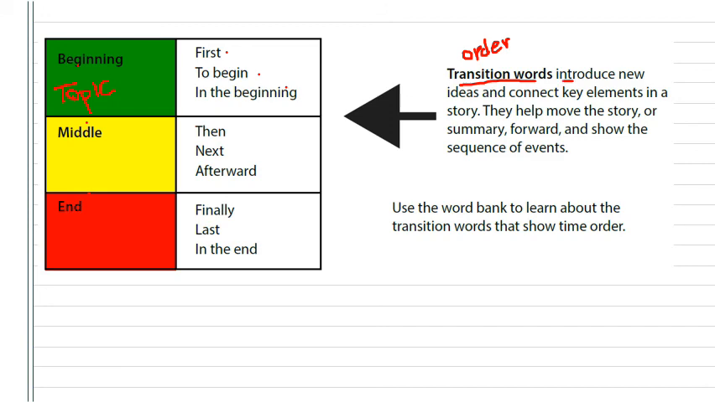They introduce new ideas and connect. They link sentences in a story. They help move the story forward and show the sequence of events. Now in the middle, I write details, 2 or 3 sentences, that support the topic sentence. I can use then, next, afterward. And the ending, this is the concluding sentence, I have finally, last, or in the end.